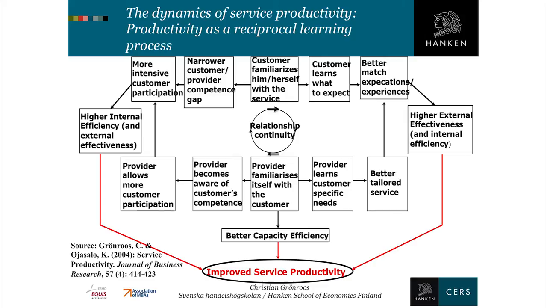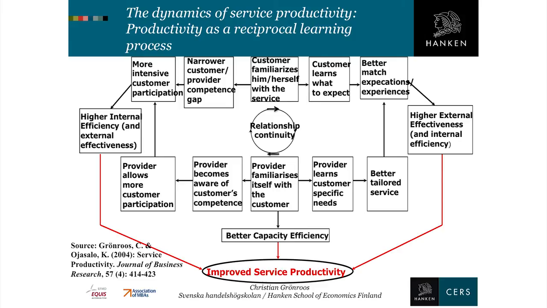And if we go to the right, the customer learns what to expect, because I know what they can do and what they cannot do in this service firm. And if that is something I accept, this is an acceptable level of service for me, that is fine. And this leads to a better match between expectations and experiences, and this leads to higher external effectiveness here. The customer will feel, I know now what to expect and I get it, so I perceive the quality as better, or at least it is maintained, probably improved. And this, of course, also has an effect on internal efficiency, because we know what the customer expects, so the service provider can produce this service more accurately, quicker and correctly. And that will keep the costs of the service processes down.